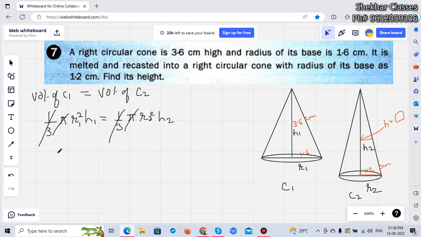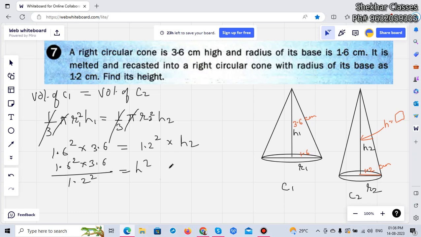Then what is r1? 1.6 square. h1 is 3.6, is equal to r2, 1.2 square, h2 is a question mark. So will it not become here 1.6 square into 3.6 divided by 1.2 square is equal to h2? Yes, we can write it.